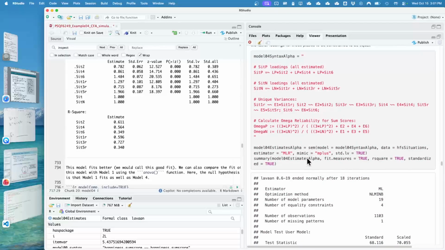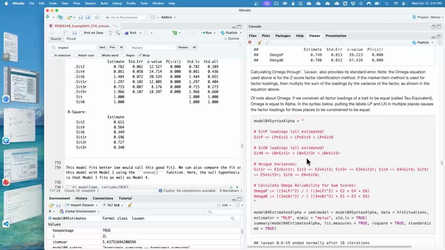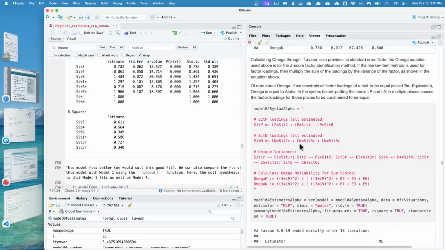Now, if your advisor said, what is this omega stuff? I don't understand it. Give me coefficient alpha. You could do that too. Coefficient alpha is the model where each of the factor loadings are set to be equal for a given factor. So here, to set my factor loadings to be equal, this is called a tau equivalent model, by the way. Tau equivalent has equal factor loadings, but unequal intercepts and unequal residual variances. But my factor loadings here are LP for the positive factor and LN for the negative factor.